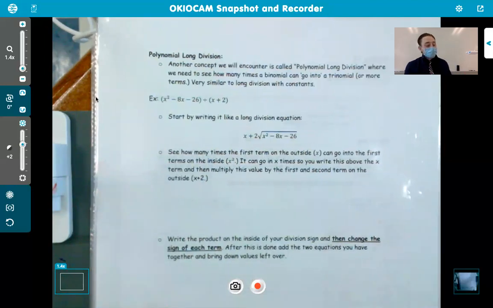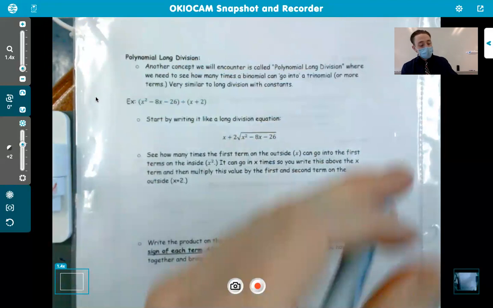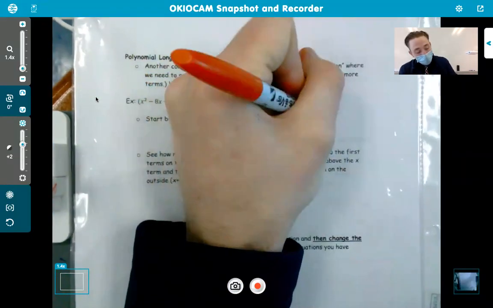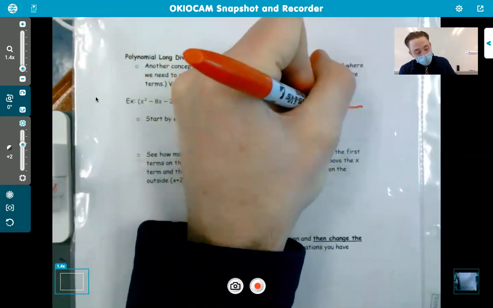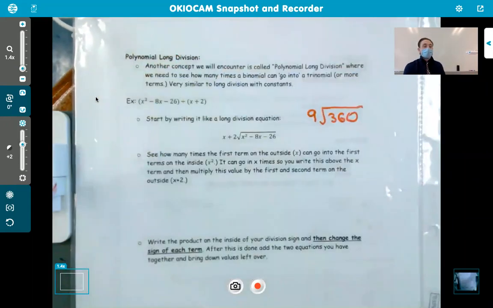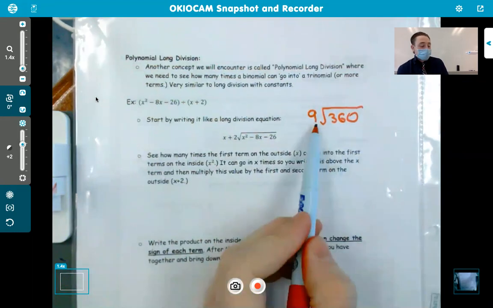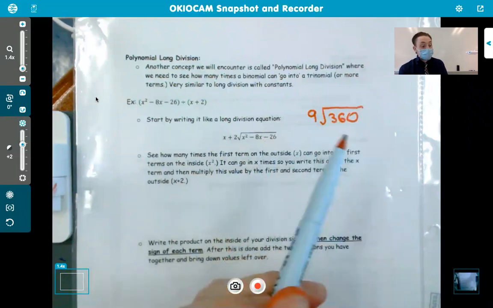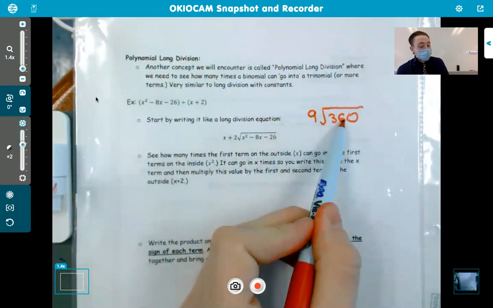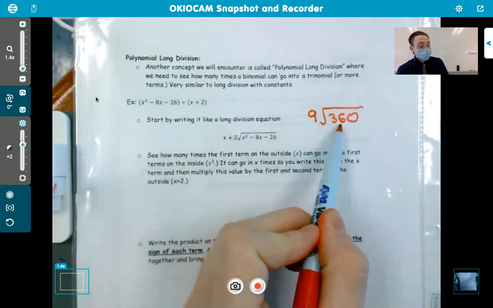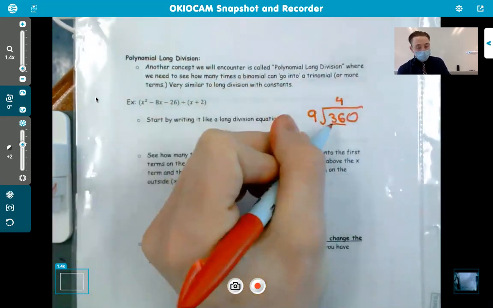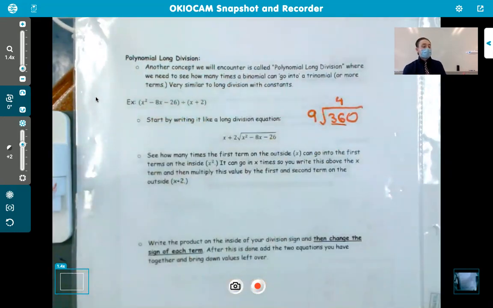Let's think about long division from before. Remember we used long division when we were trying to take a number and divide it into a larger number. It looked something like this, right? And we asked ourselves, how many times does 9 go into that first number, 3? Well, it doesn't. So then we moved on to the next number. How many times does 9 go into 36? We would write 4, right? And we just keep working from there.